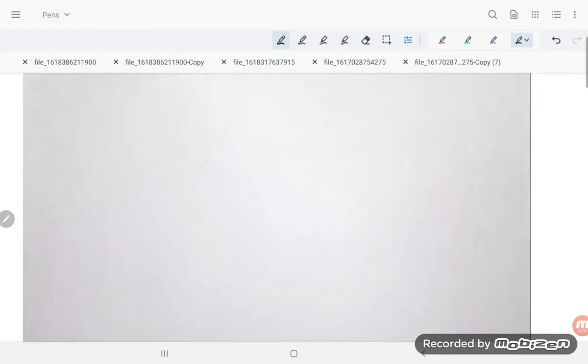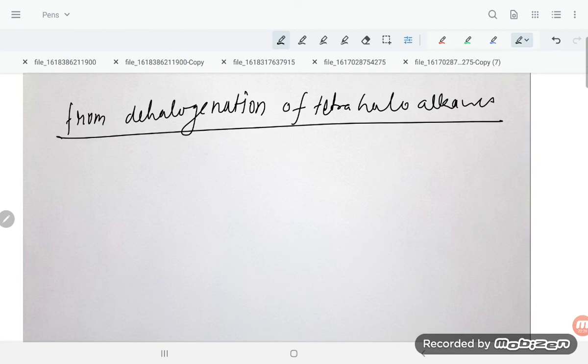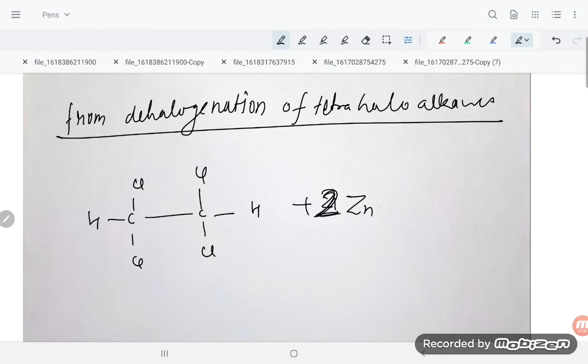Next point, from the dehalogenation of tetrahaloalkanes. If you have tetrahaloalkanes, all the positions, both carbons, have two halogens. So here is Cl, Cl, Cl, Cl, and hydrogen, and you take 2 Zn metal.